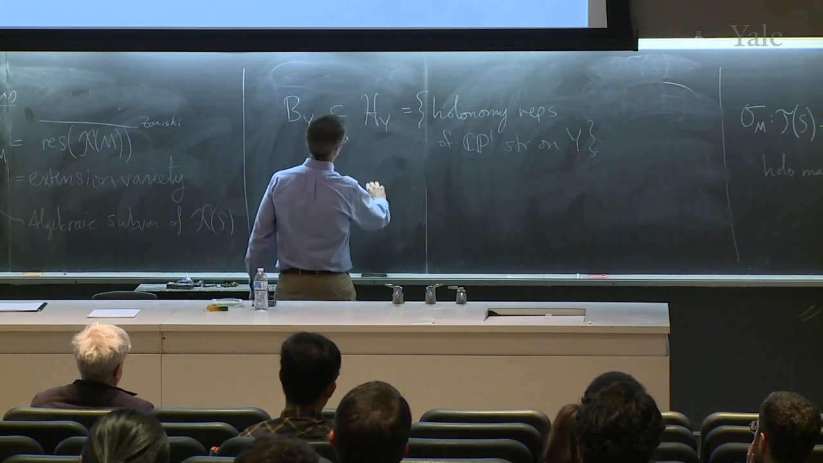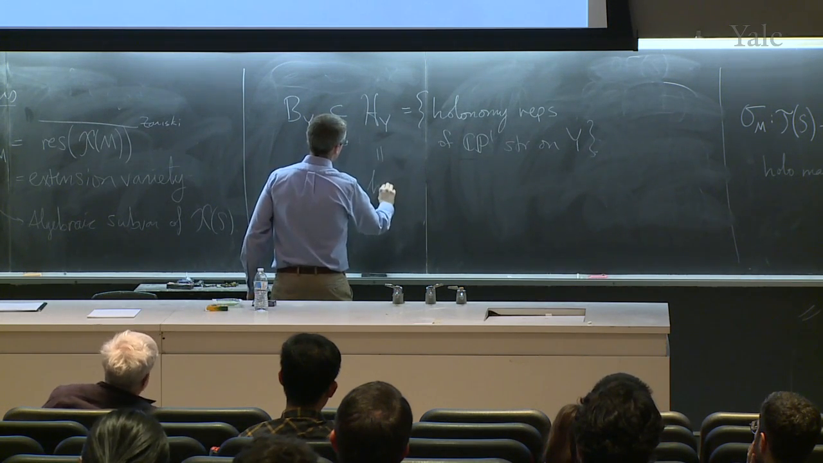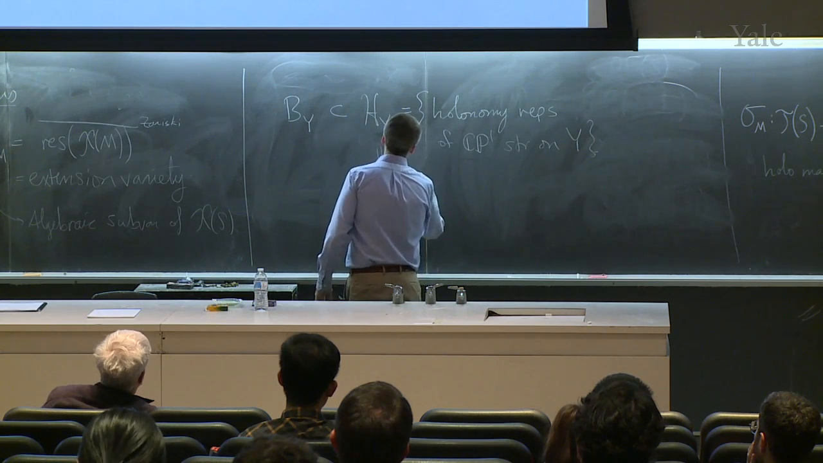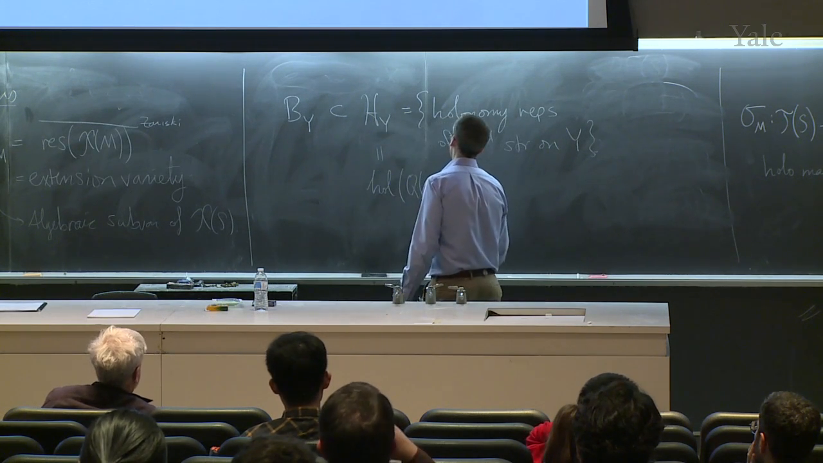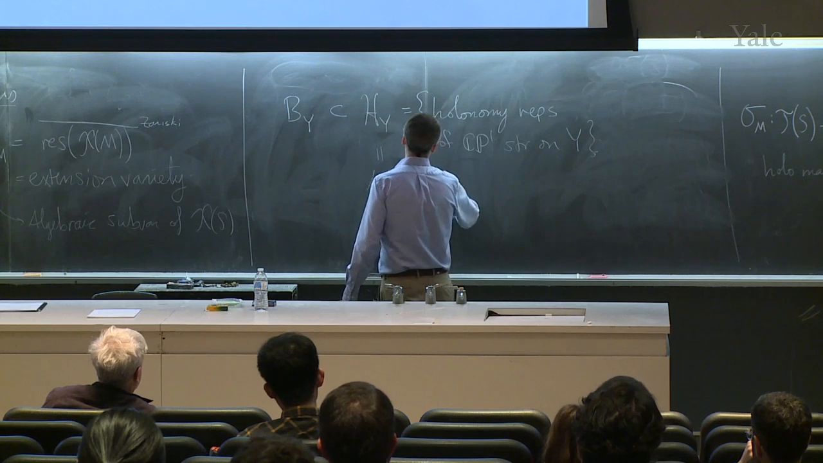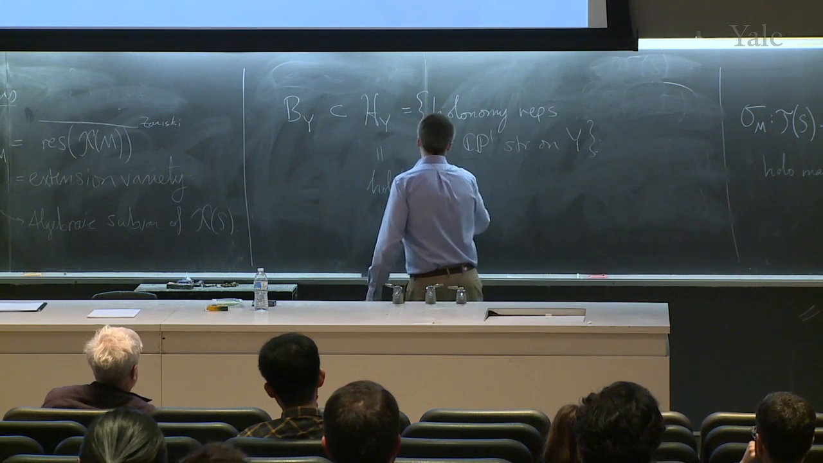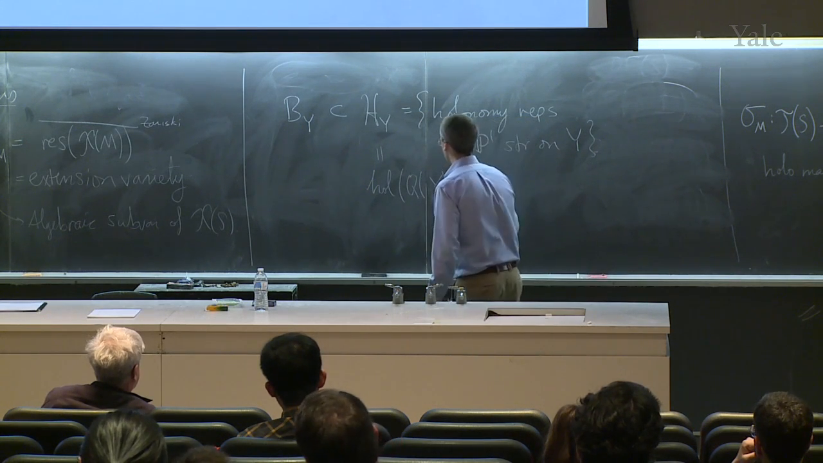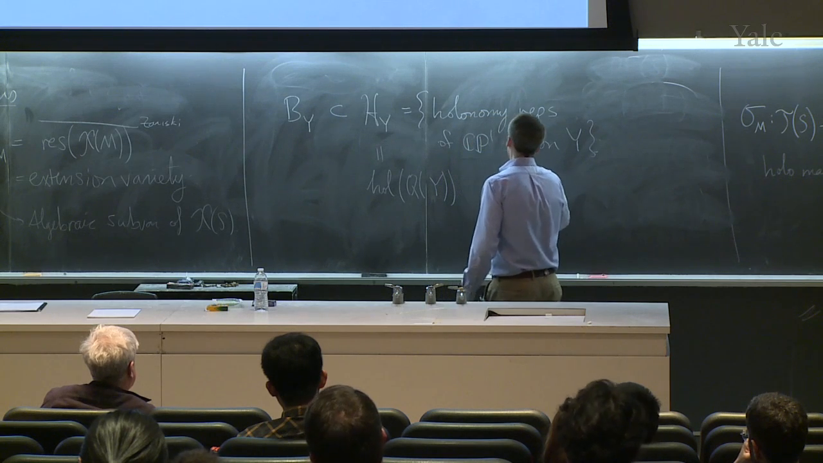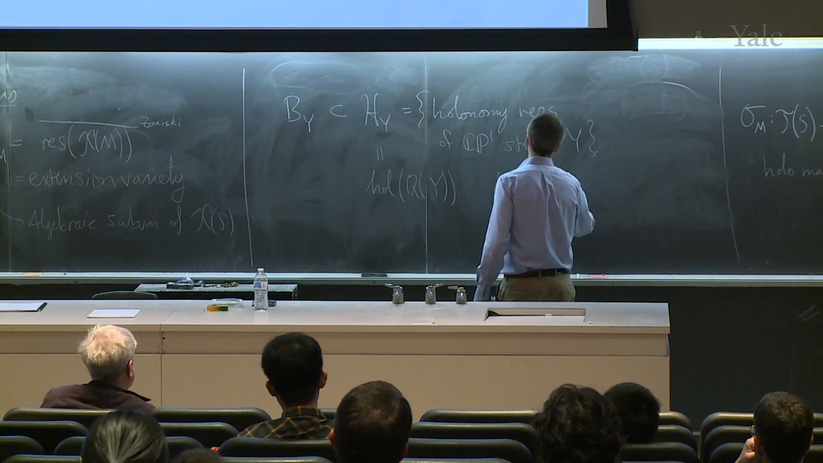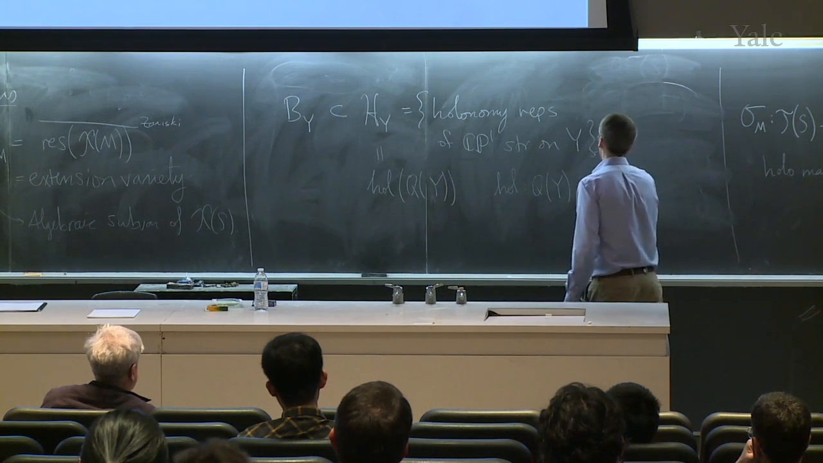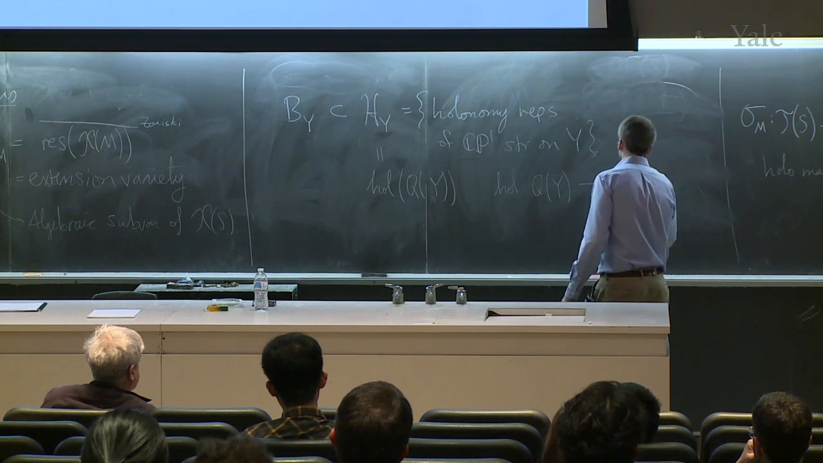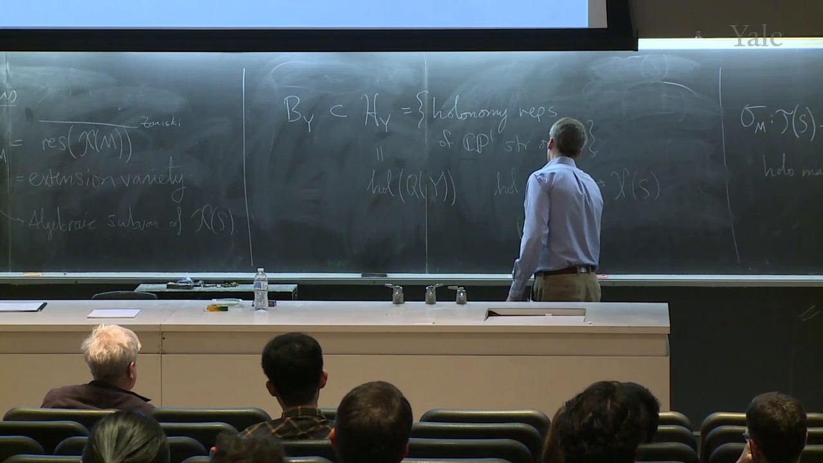And the full set of holonomy representations is actually a holomorphically embedded copy of a complex vector space. So this is the image of the quadratic differentials on Y under the holonomy map. And so this is the holonomy map from the vector space of quadratic differentials on Y into the character variety of S. This is a proper holomorphic embedding.